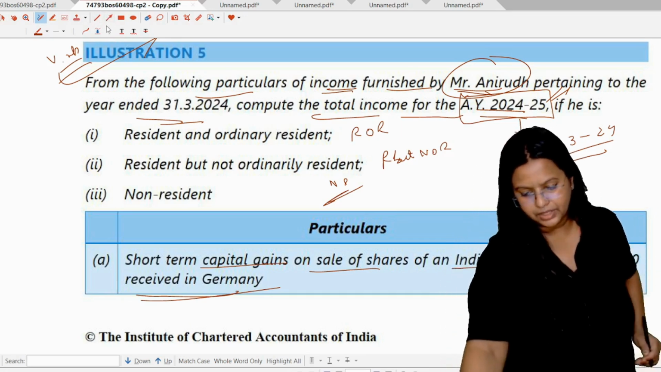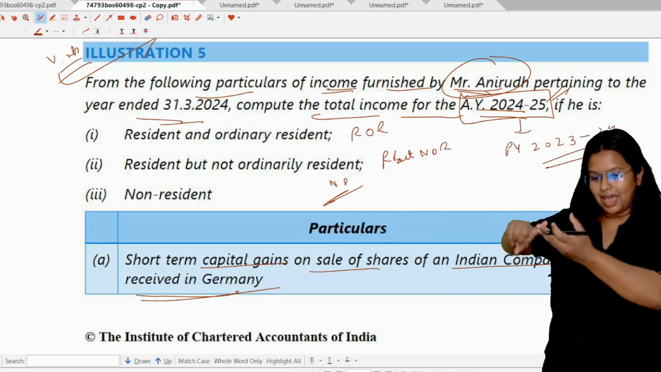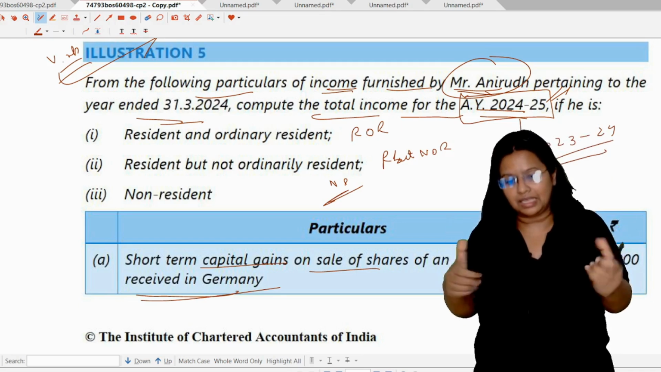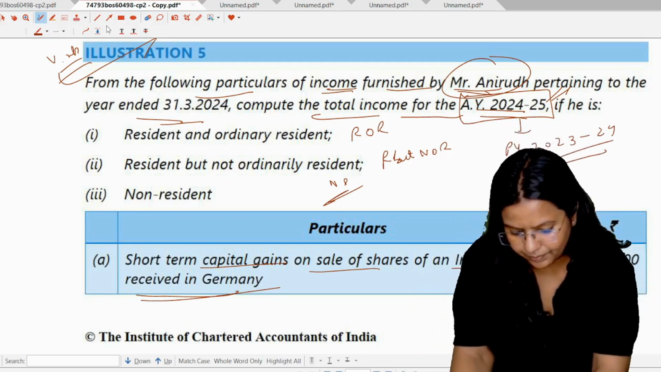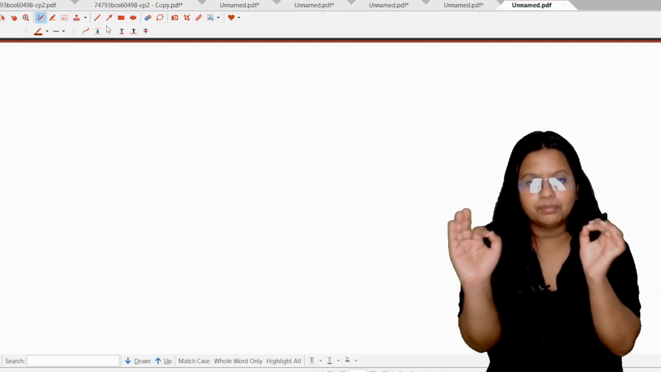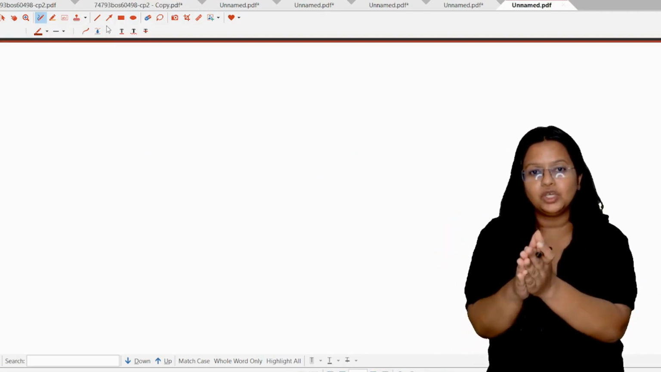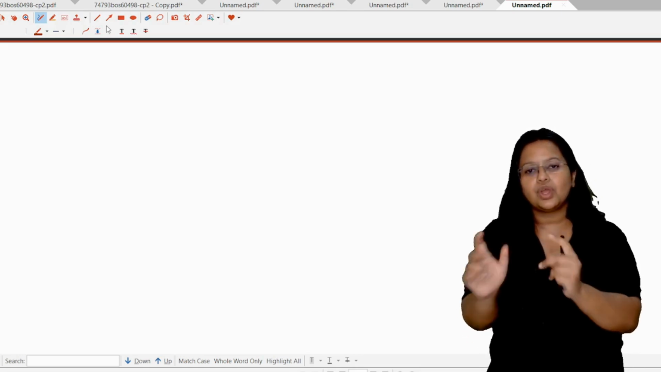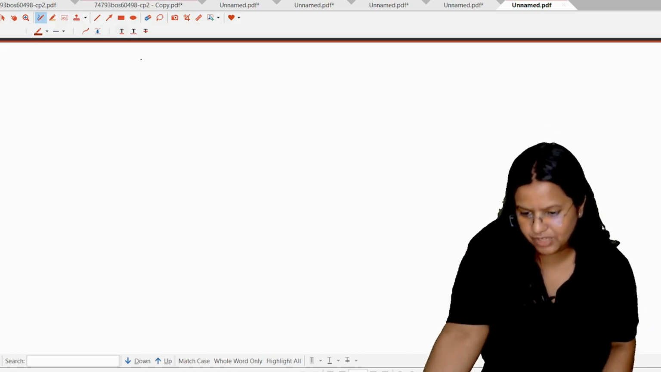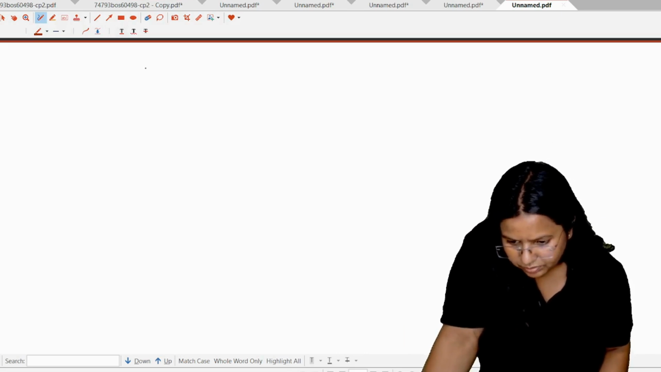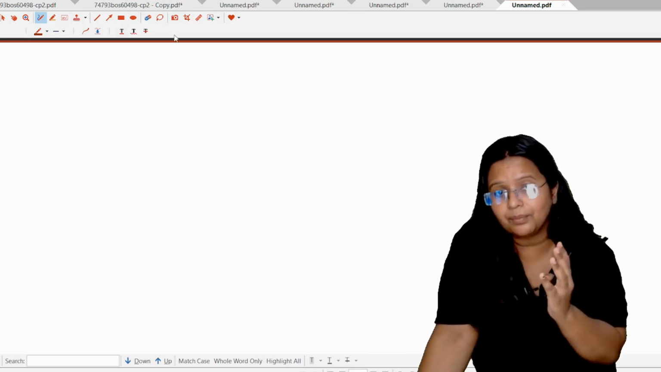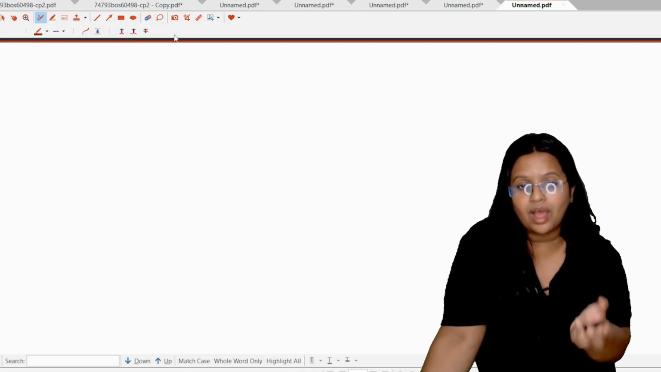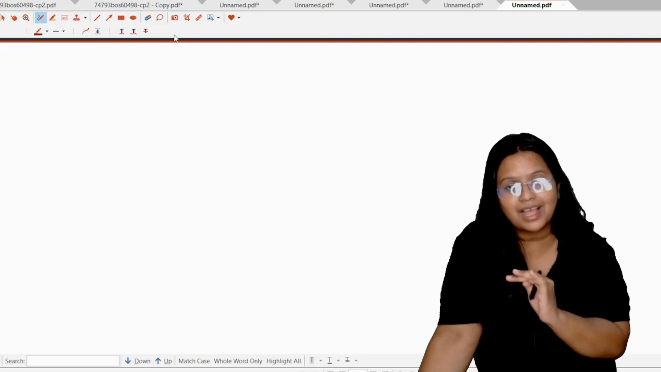Now, they are asking if that Anirudh is ROR, R but NOR and NR, how is it going to impact his income? In these types of questions, you have to remember one thing, and I'm going to tell you some basic facts. If you understand those points, 100% you are going to crack these questions in the examination. First of all, students, there are 4 kinds of income which are taxable for every person, either ROR, R but NOR or NR. Those 4 incomes will be taxable for all persons.